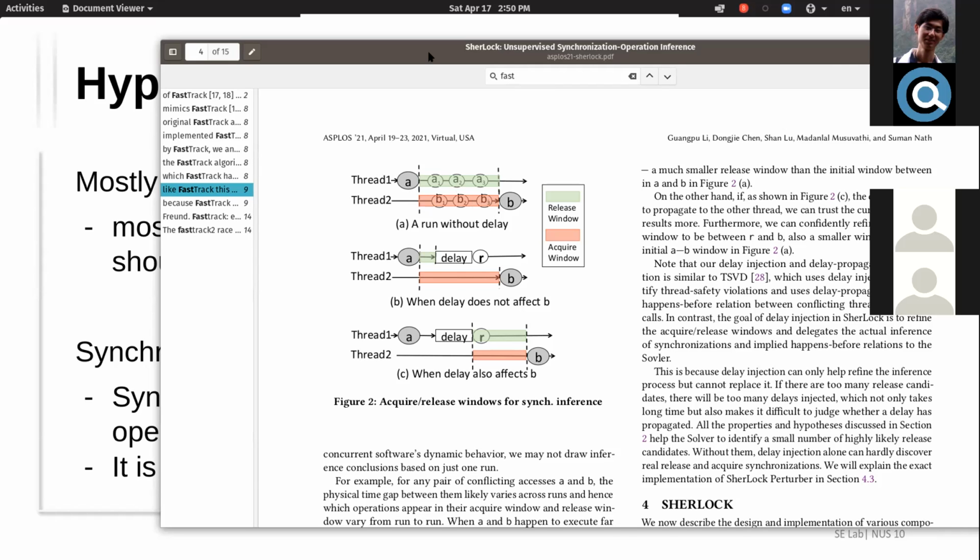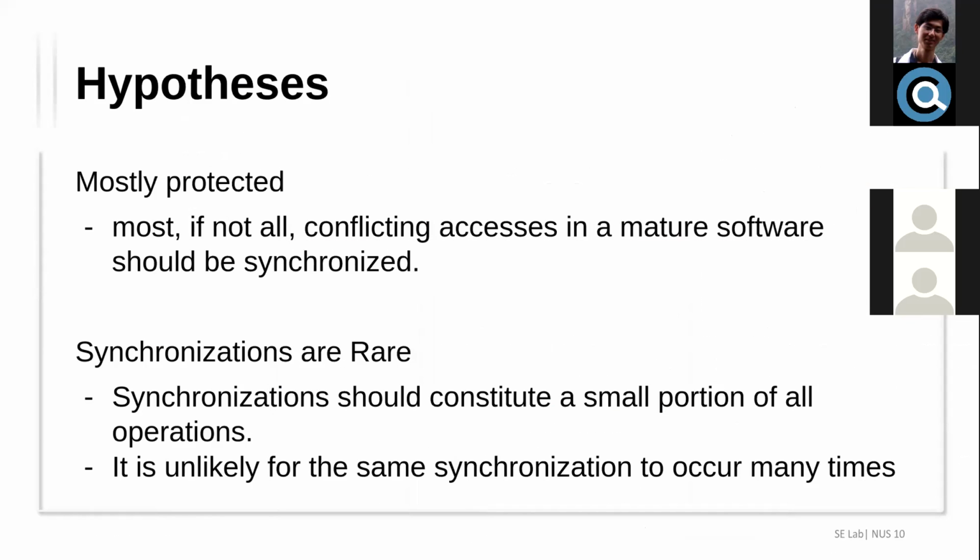What this mostly protected hypothesis means is that if you are trying to access the same variable across all the threads, then the accesses should be synchronized. Another one is that synchronizations are rare, so they should only constitute a small portion of all the operations.